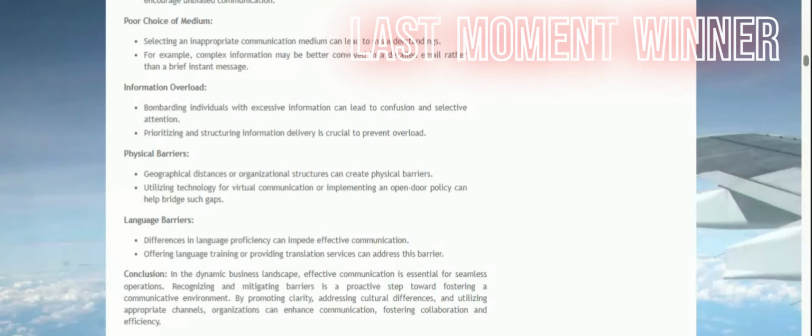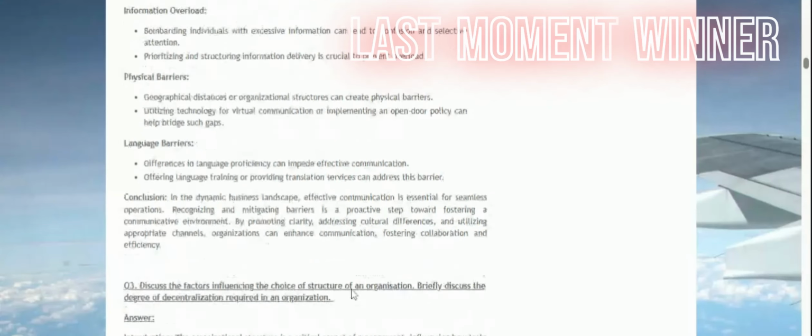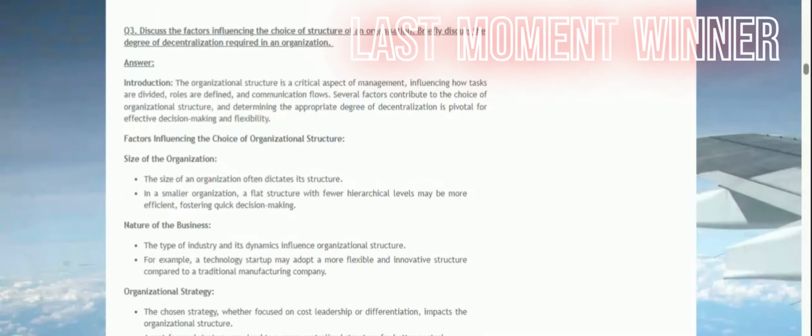Q3. Discuss the factors influencing the choice of structure of an organization. Briefly discuss the degree of decentralization required in an organization. Answer. Introduction. The organizational structure is a critical aspect of management, influencing how tasks are divided, roles are defined, and communication flows. Several factors contribute to the choice of organizational structure, and determining the appropriate degree of decentralization is pivotal for effective decision-making and flexibility.